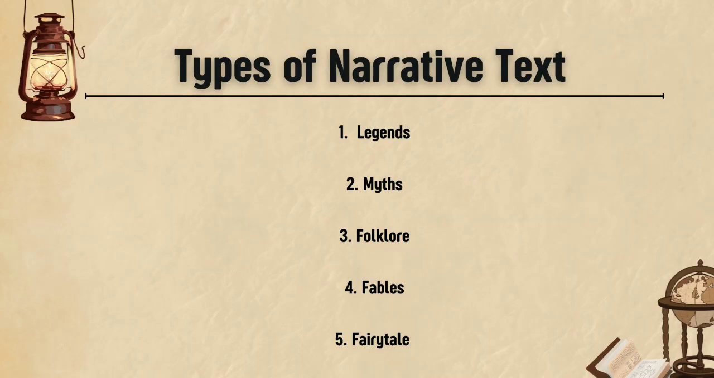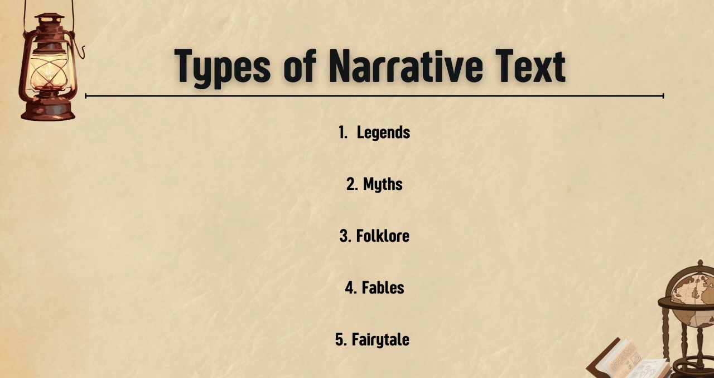Narrative text has several types based on its themes and characteristics, such as: 1. Legend. Stories about the origin of places or historical events, which often contain mystical elements, for example, Lake Toba, Malin Kundang, Sangkuriang, Timun Mas, and others. 2. Myths. Traditional stories that explain natural phenomena or the origins of gods, for example, Nyi Roro Kidul, Roro Jonggrang, Jaka Tarub, and Nawang Wulan, and many more.